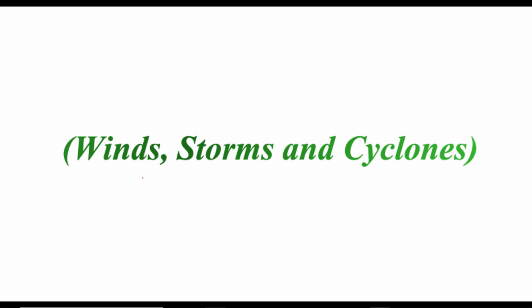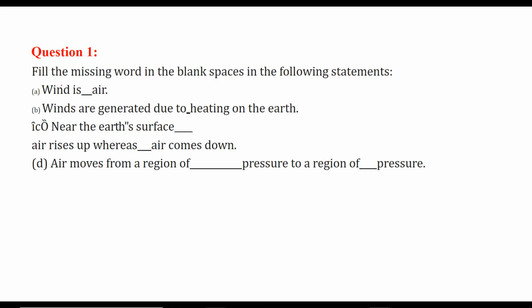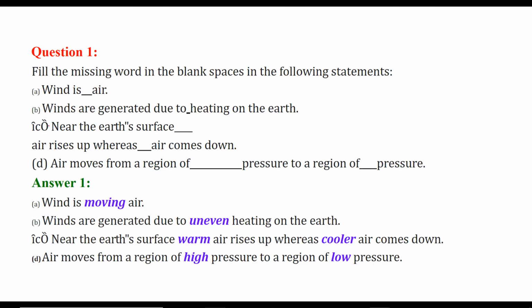Question answer on winds, storms and cyclones we are taking. First is fill the missing word in the blank spaces in the following statement. Wind is dash air. Wind is moving air or blowing air. Winds are generated due to dash heating on the earth, so uneven heating on the earth.